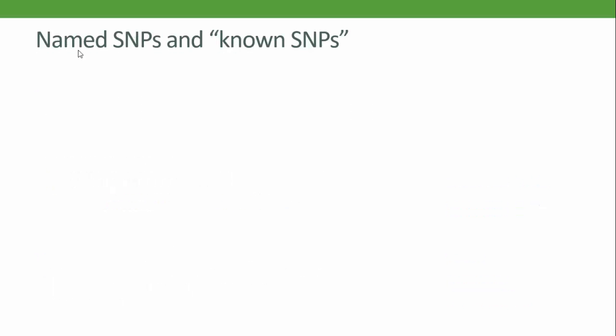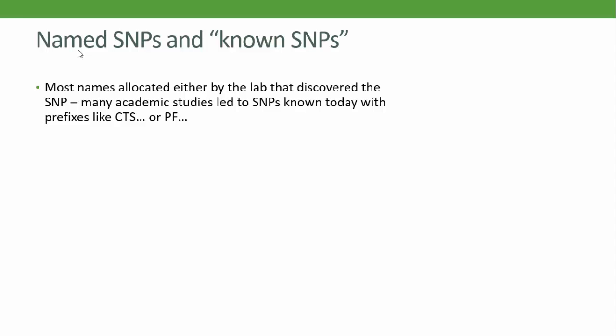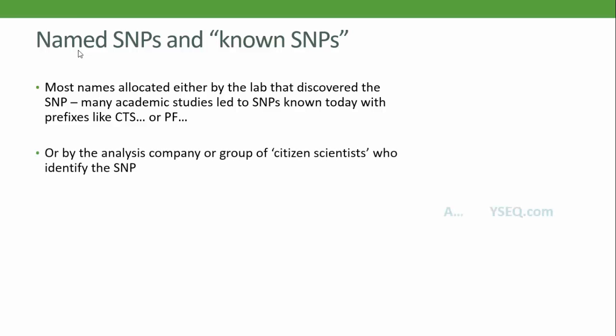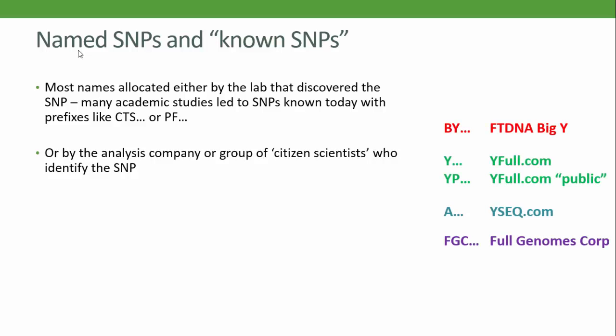You may see in your results SNPs named with prefixes like these, which were found in research labs in academic studies. And names are also given by the analysts, the analysis companies, or citizen scientists, ordinary people like you doing their own research. Here are some examples of some of the common prefixes found today and who is giving names using these prefixes. There are others.